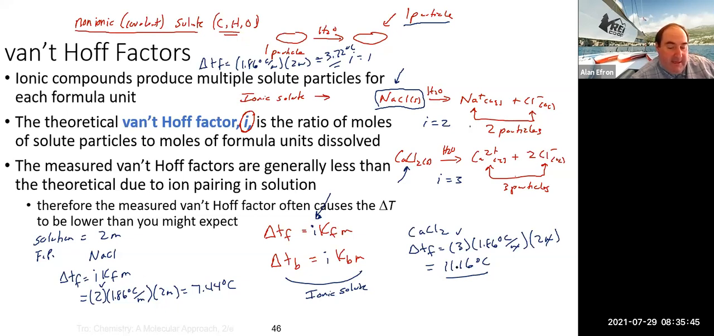7.44 it drops, and then it drops 11.16. So again, this illustrates the idea that colligative properties are based off the number of particles that are present, and the more particles present, the greater the effect on something like freezing point. Any questions on that?